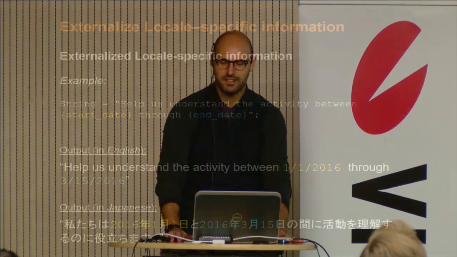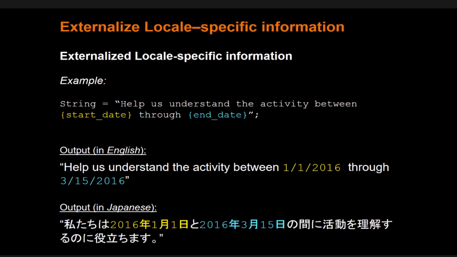Another very good thing to do on the technical side is the construction of sentences. What we recommend is to externalize locale-specific information. Locale-specific information is mainly currency, numbers, dates, personal names, and address patterns, but that's mainly it. So this is a good example. We have one string: help us understand the activity between start date through end date. Start date and end date are so-called content bundles.